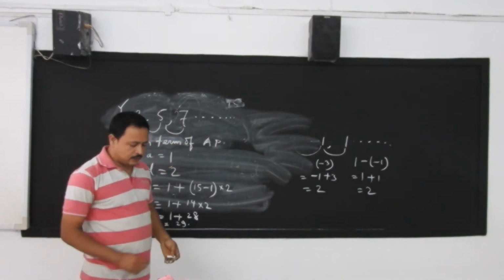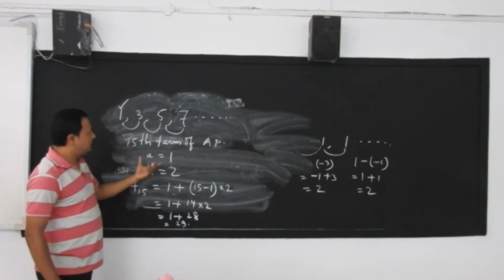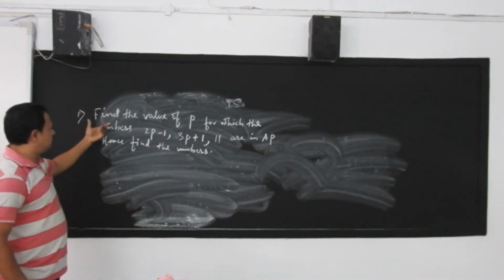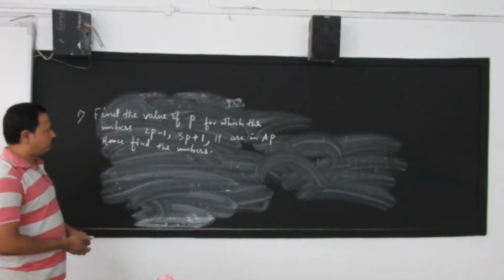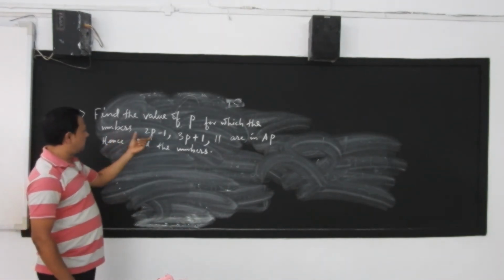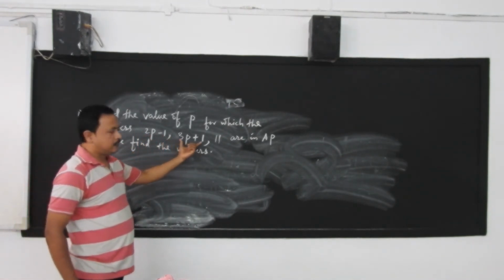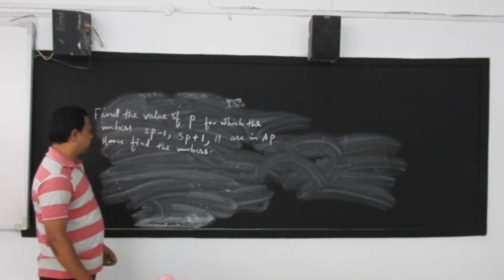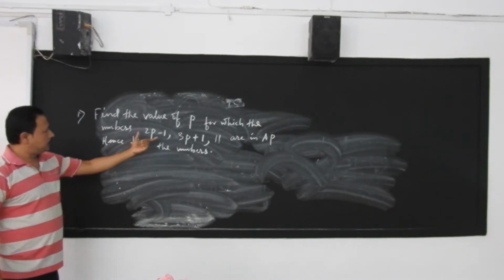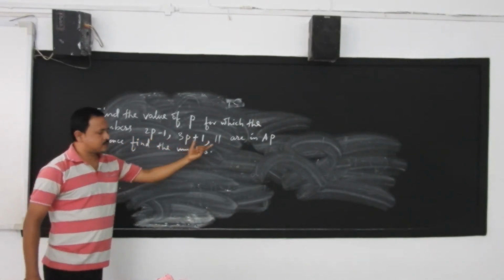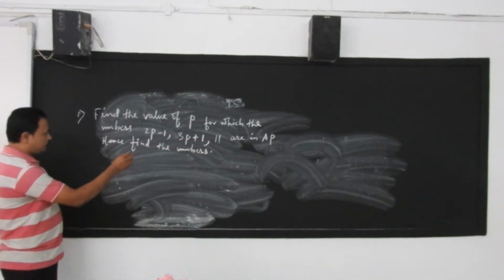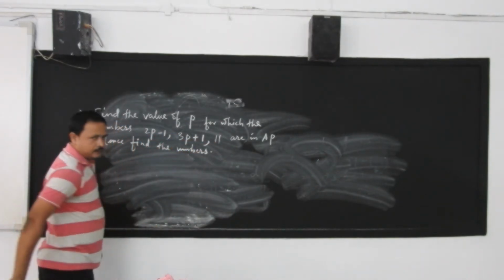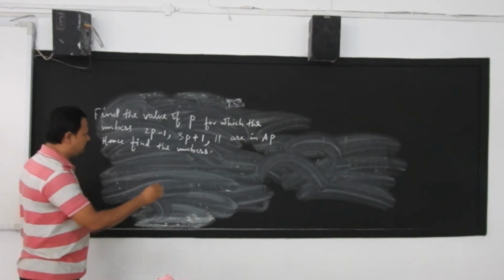So like this, using this formula you can find out any term of an AP. Now see this question. Find the value of p for which the numbers 2p minus 1, 3p plus 1 and 11 are in AP. Here in the question it is given that these three numbers are in AP, and we know that if the numbers are in AP, the common difference will be equal.